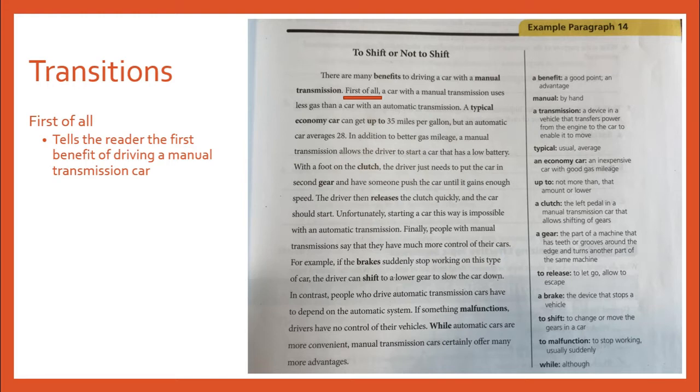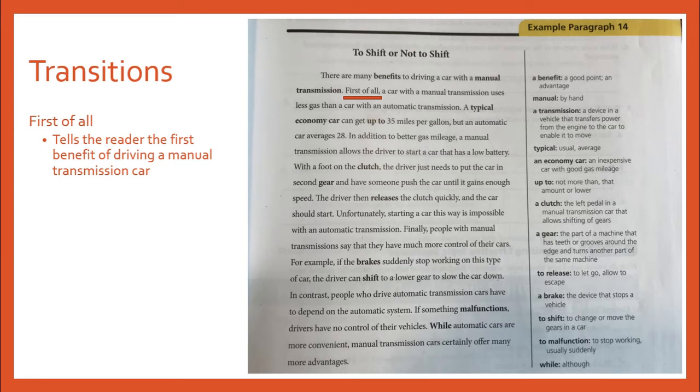But now we can look at this for seeing all the transitions they use to guide the reader throughout the paragraph to show when they move from one idea to another. So we're just going to start reading the paragraph now. The paragraph is called "To Shift or Not to Shift." There are many benefits to driving a car with a manual transmission. First of all, a car with a manual transmission uses less gas than an automatic transmission.